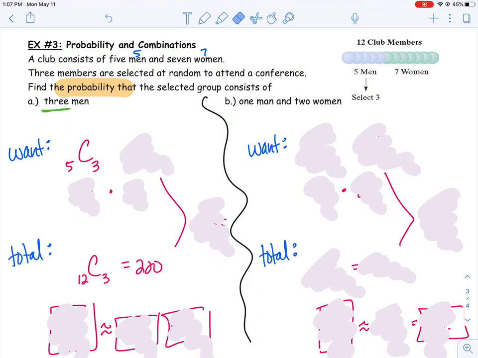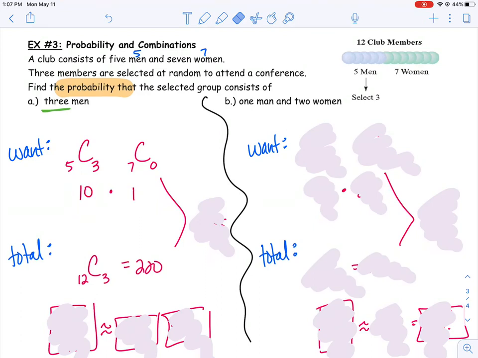Now let's think about the women. How many women do I have? I have 7. And how many women do I want to choose? Well, I don't want to choose any women. I want all 3 of the people that I choose to be men. So I could technically set up a combination formula with 7 choose 0. When you punch it in your calculator, you should get 1.